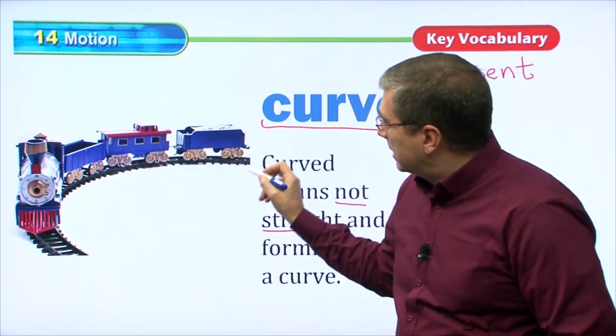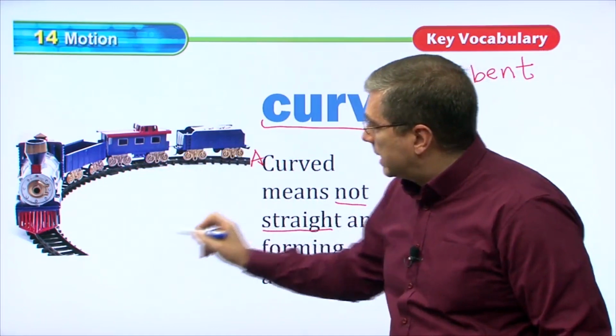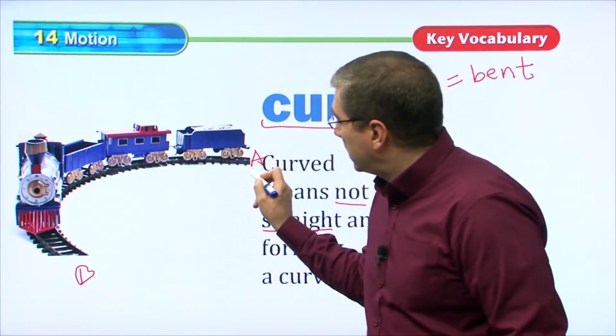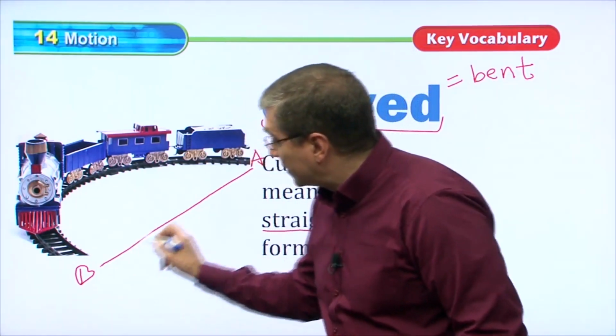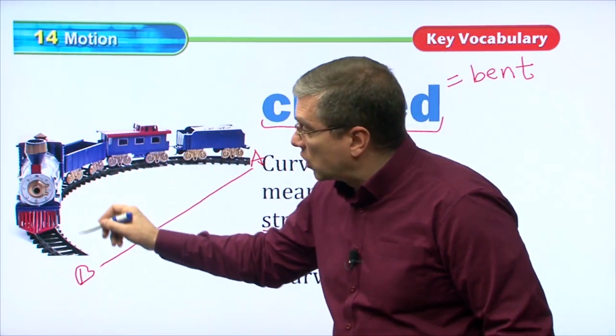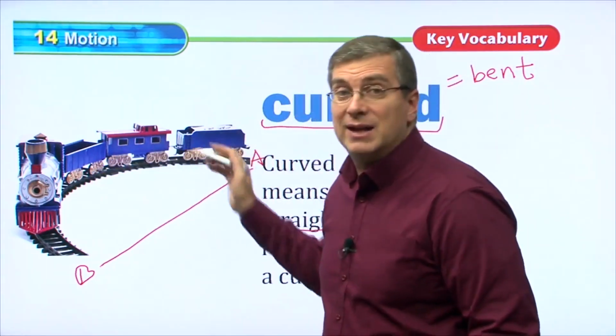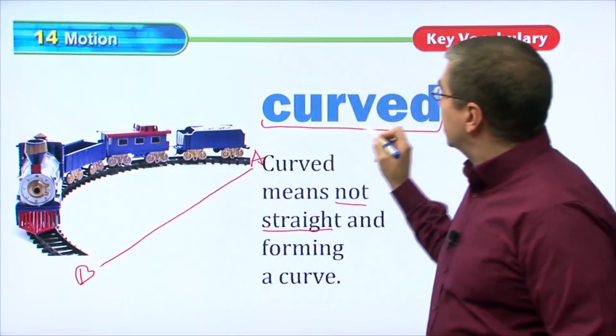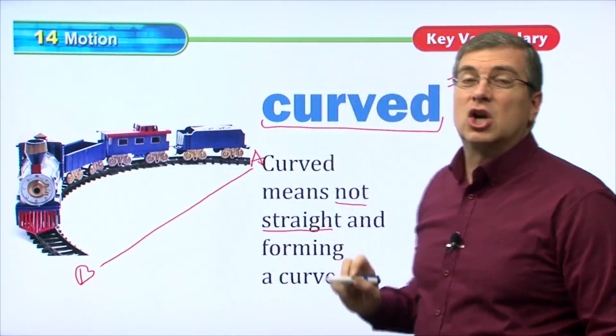You see this train, now here is point A, here is point B, right? It's not a straight line. A straight line would be like this. That's a straight line. But this is not a straight line. This is a curve, right? It's curving around. It's bent. The train tracks are bent. It's forming a curve. So we can say it's a curve or it is curved.